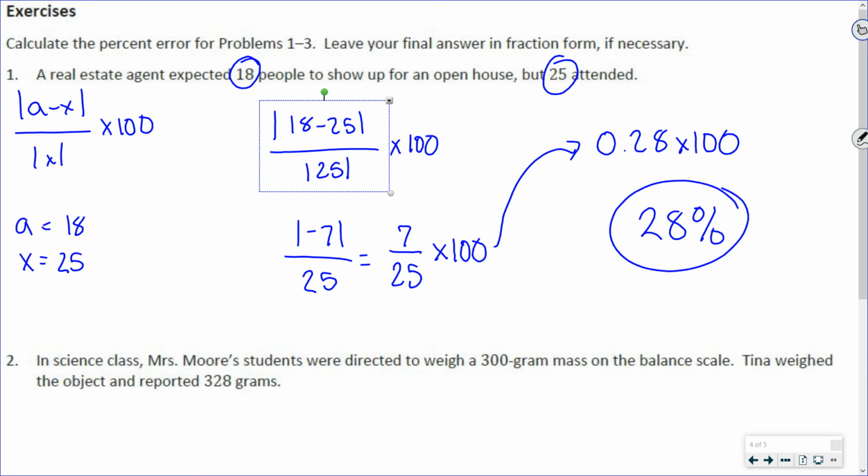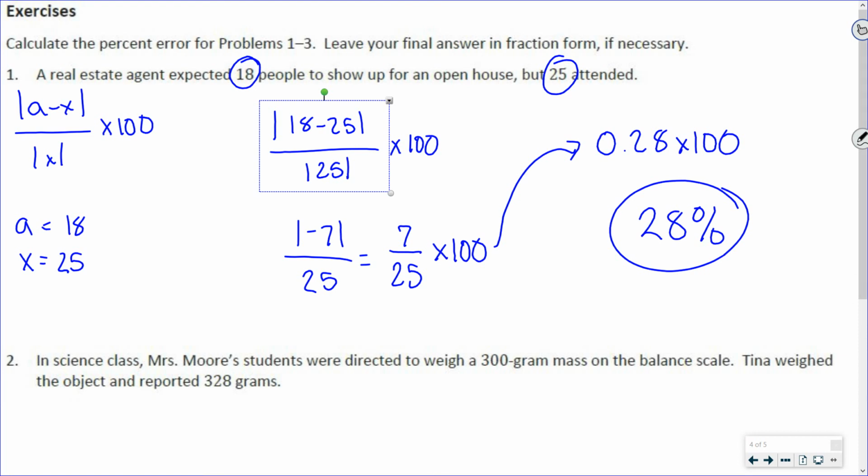Now, let's say this real estate agent made cookies based on what he thought was going to show up. Did he have enough cookies? No, he probably didn't have enough cookies for everybody. So he came up short by 28% because that's what his error was. His percent error was 28%. He estimated 18, 25 showed up. He was 28% off of what the actual measurement was, how many people actually showed up.